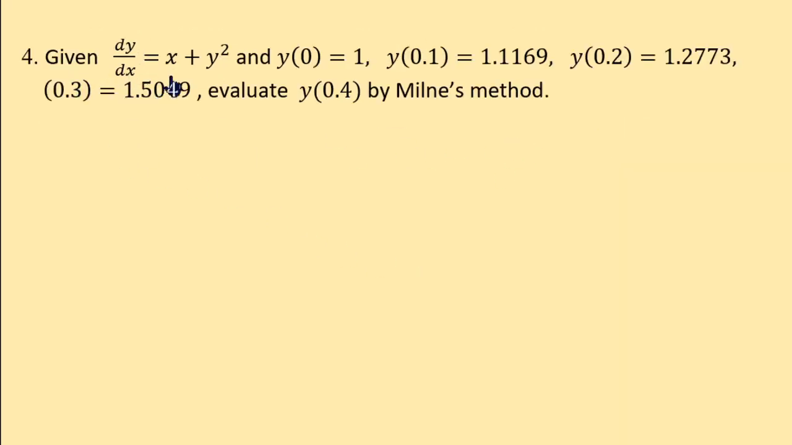Given that dy by dx is x plus y squared and y at 0 is 1, y at 0.1 is 1.1169 and y at 0.2 is 1.2773 and y at 0.3 is 1.5049. Evaluate y at 0.4 by Milne's method.